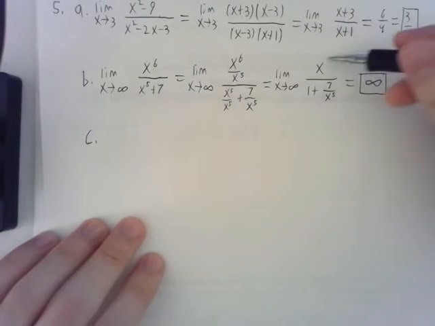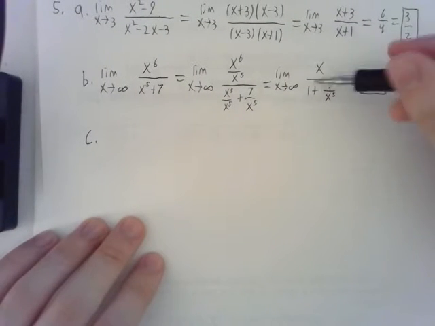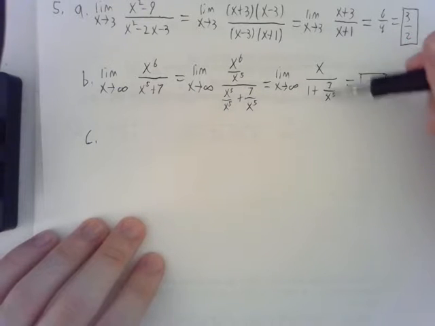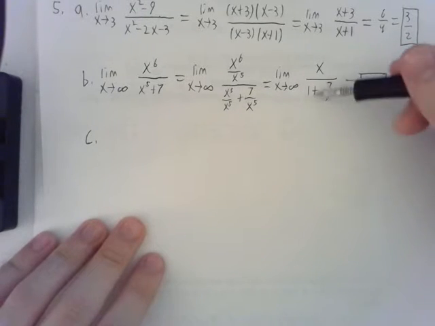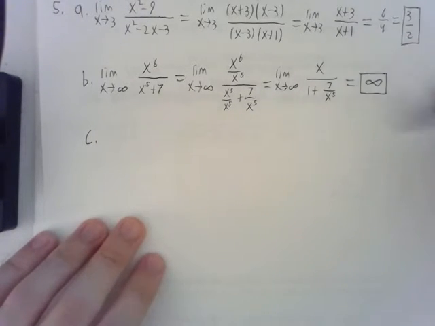Another way of thinking about this is the numerator just keeps getting bigger and bigger, while the denominator just approaches 1. So that means the entire fraction just keeps getting bigger and bigger and bigger.